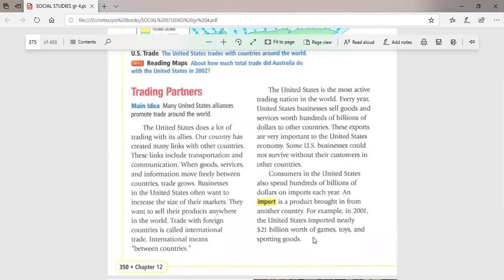So some poor families, or some people who don't have too much money, buy the cheaper goods like the Chinese goods. So America imports many goods from China and from other countries, like games, toys, and sporting goods.